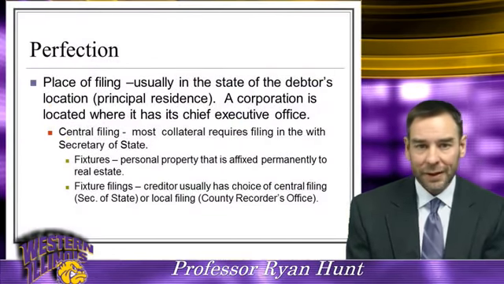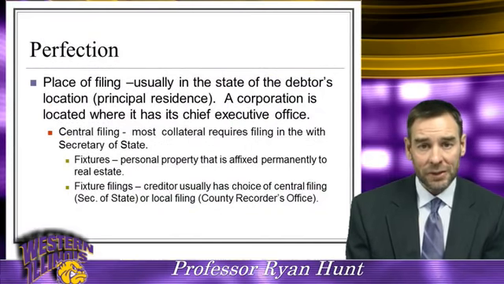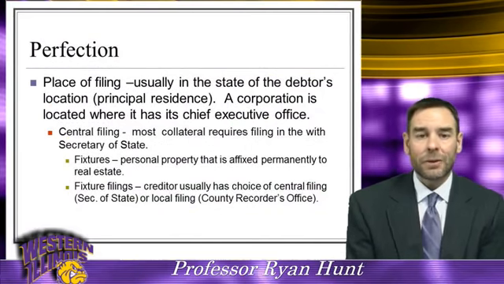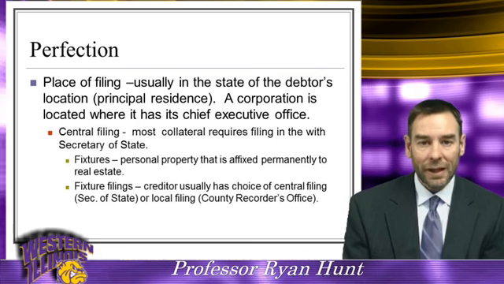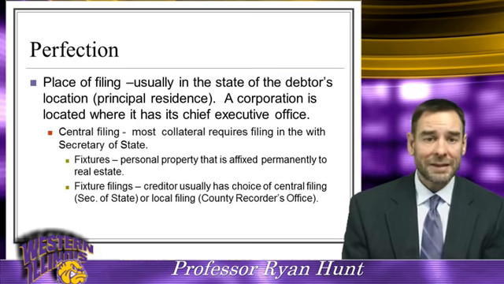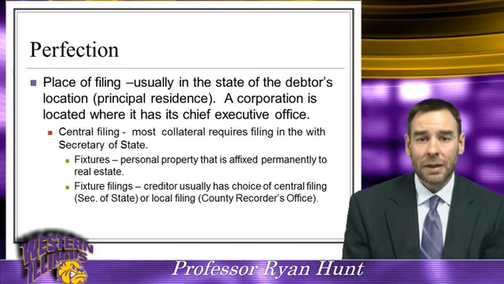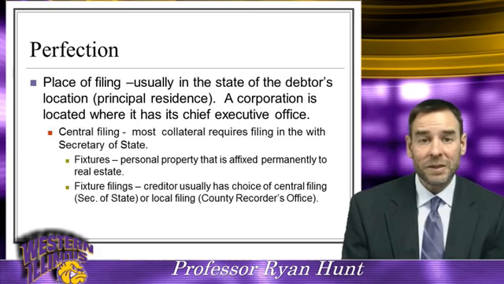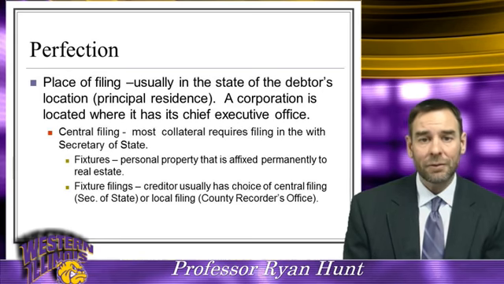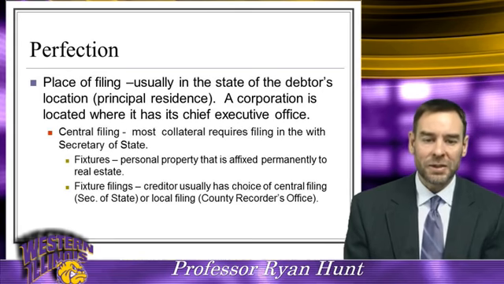Okay, the place of filing, I've just gotten done talking about that. Usually it's in the state of the debtor's location, their principal residence. And questions come up. What if a debtor has more than one residence? Well, I always say you can never go wrong by over-filing. If a debtor lives half the year in Illinois and half the year in Arizona, why not file in both? And then if it comes up that the principal residence is, for instance, in Arizona, well, you're covered there too, right? You can never go wrong by over-filing, but technically it's in the state of the debtor's principal residence.